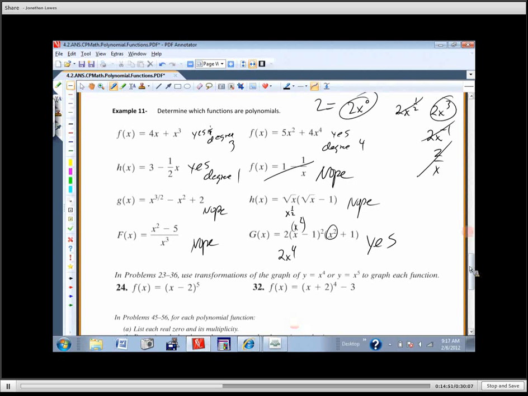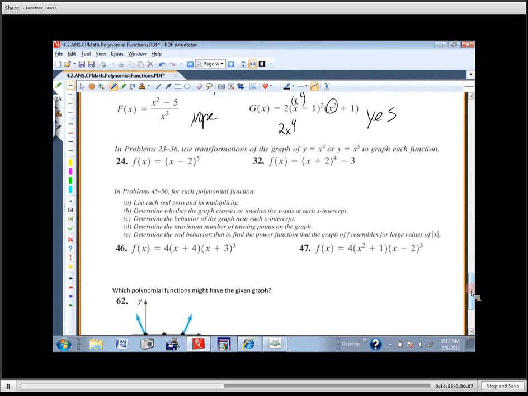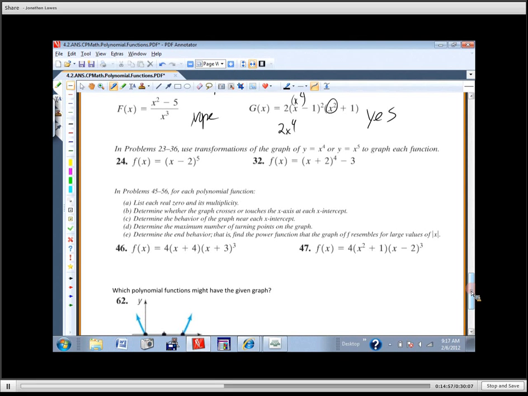All right. Okay, a few problems. Again, these are very similar to the ones on your assignment. It says in problems 23 through 26, use transformations of the graph x to the fourth or x to the fifth. So we know what this one looks like. Steeper and flatter in the middle than a parabola, and x to the fifth starts down here, really steep, flattens out for a second, and then goes up like that. Okay? Those are the power functions that we're looking at.